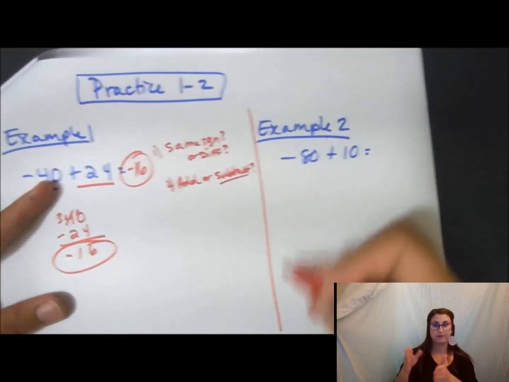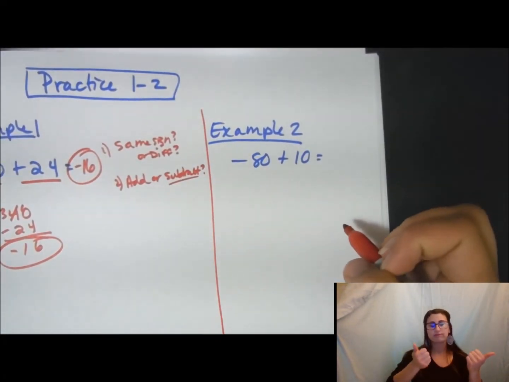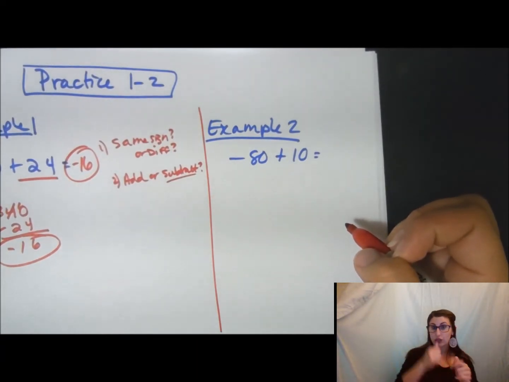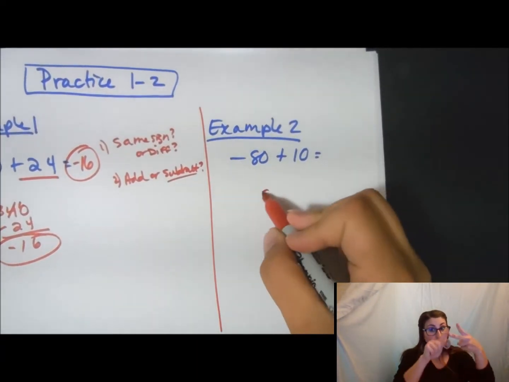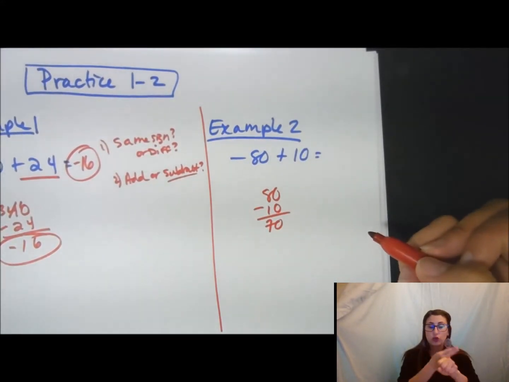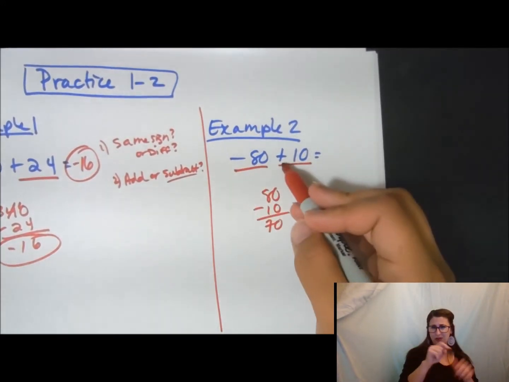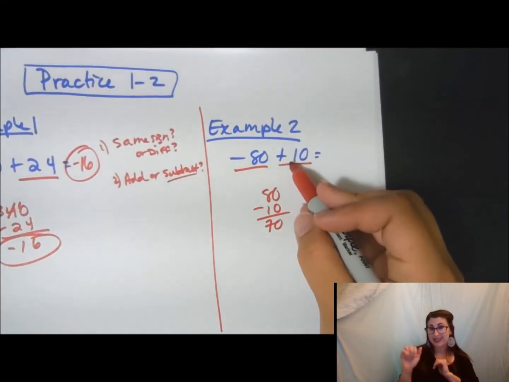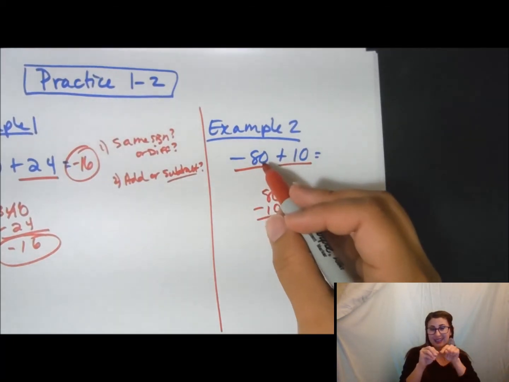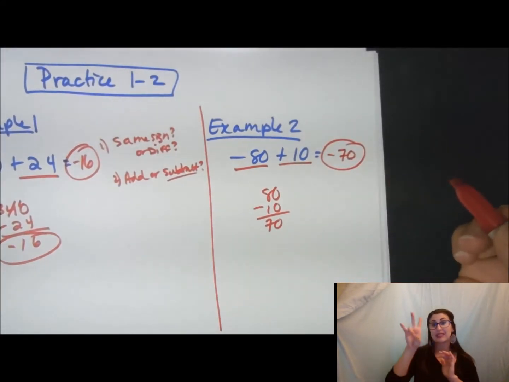Let's look at this one. Example 2. Are they the same sign or are they different? They're different, so what are we going to do? Subtract. All right, remember when you subtract, you have to do two things. You subtract the numbers, then you take the sign of the further number. Which one's further away from 0? Negative 80 or 10? 10 jumps away from 0 or 80 jumps away from 0? 80 is further away. So your answer is negative 70.